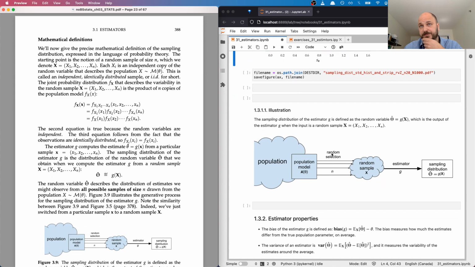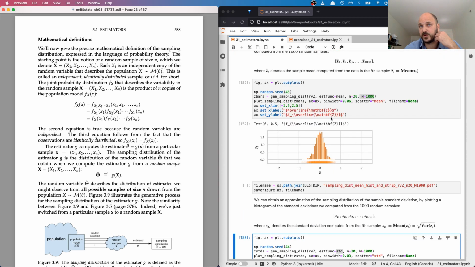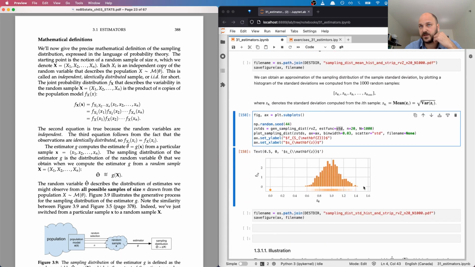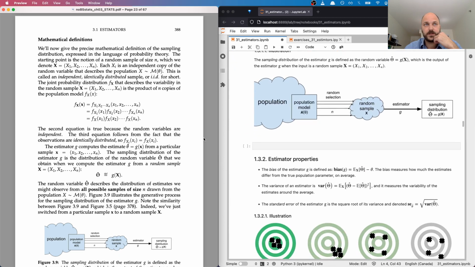Here is a picture. What's going on? Remember the picture earlier, we computed the estimator from one particular sample. But now this is a capital X. We're computing the estimator from a random sample. So that's the sampling distribution. And it's a random variable, so it has a distribution, like you see here.